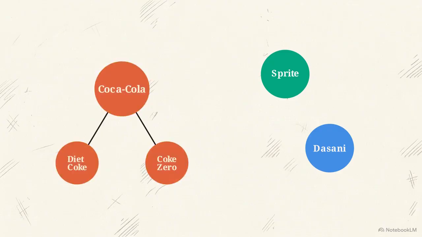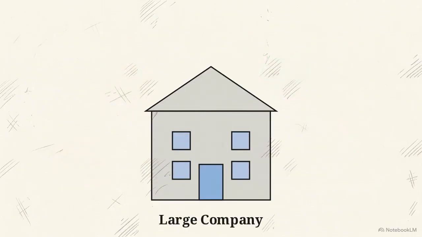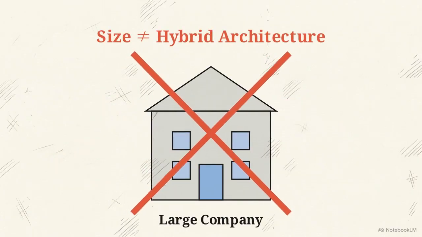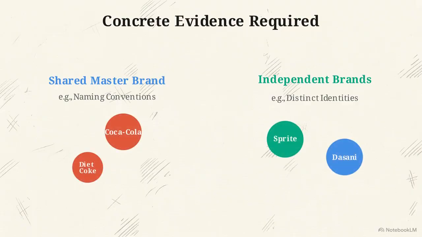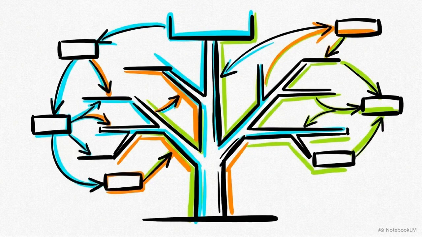This comparison shows how a company like Coca-Cola fits into the hybrid structure, sharing its master branding across its core colas, while operating independent brands like Sprite and Dasani alongside them. A critical error students make is labeling any large company a hybrid simply because of its size. If you select this model, you must provide concrete evidence differentiating the parts that share master branding from the parts that function independently. Accurately locking in this foundation is essential. It tells you exactly how to draft the visual relationships in your chart.